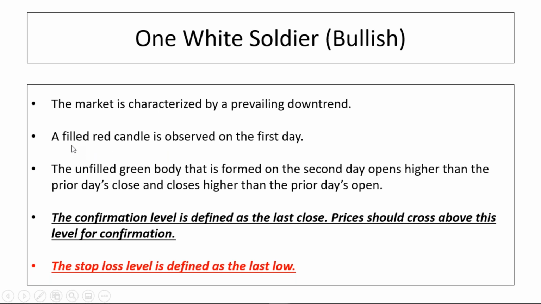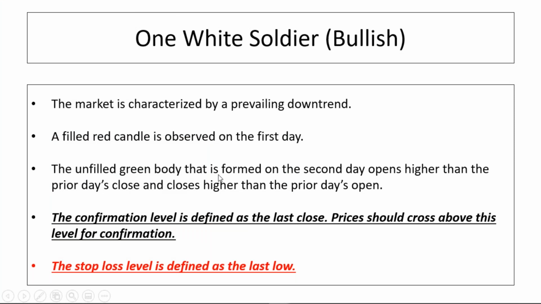It's a 2-bar formation, and the first bar is a filled red candle. We know what that means, right? Filled red candle means that it's red. It closed lower than the previous day's close, reinforcing that you're in a bearish environment. And it's filled because it closed lower than the open, which means that the bears won that day. They overpowered the bulls, not only on a close-to-close basis, but on the open-to-close basis as well. So a filled red candle is observed on the first day.